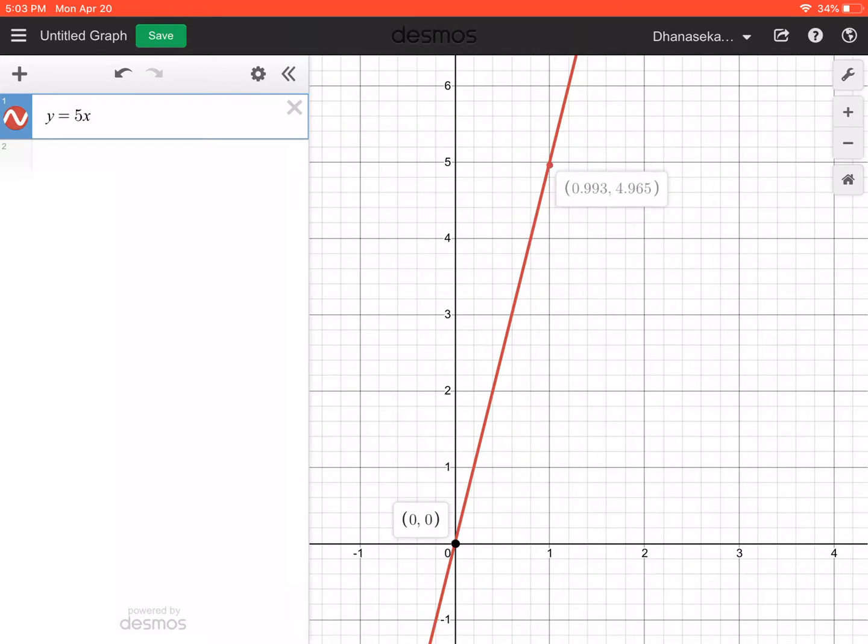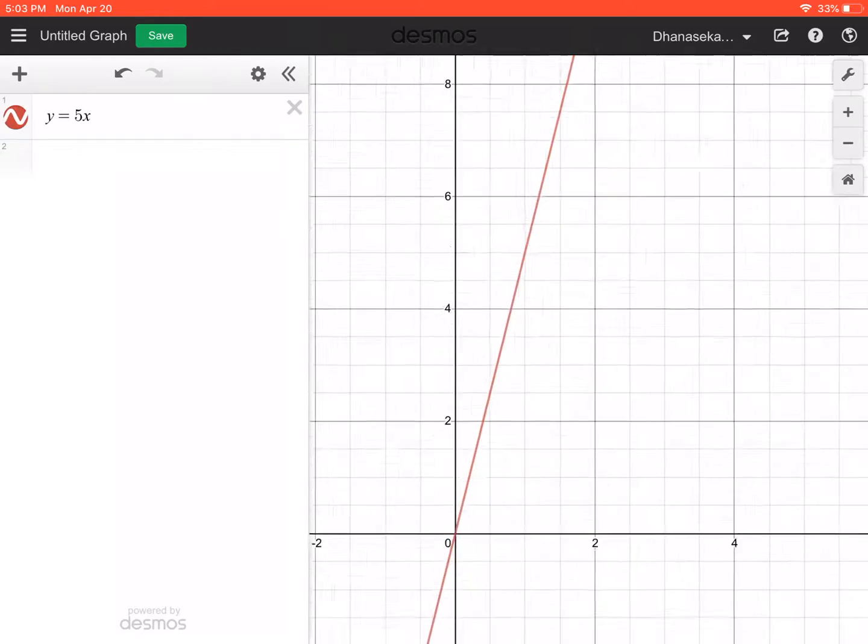In this scenario, you have to find the difference between the y coordinates and the x coordinates. So let's do y: 5 minus 0 is 5. And 1 being the x coordinate and 0 being the other x coordinate, the difference is 1. So 5 divided by 1. 5 is the difference in y and 1 is the difference in x. You divide the difference in y by the difference in x so you can find your unit rate. So 5 divided by 1 is 5. That is your unit rate.